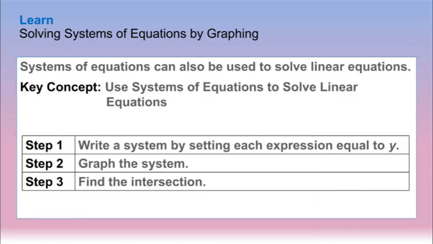So using a system of equations to solve a linear equation, the first step is to write a system by setting each expression equal to y. It's easier to put it into y equals mx plus b. Then you can graph that system and find out if and where they intersect.